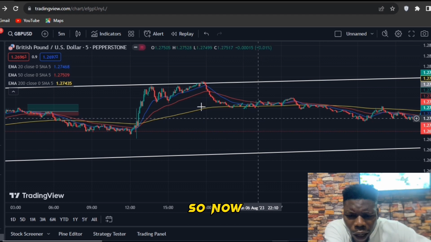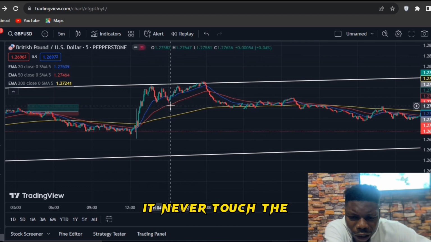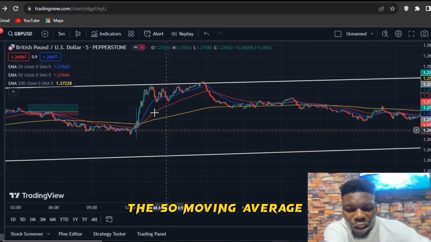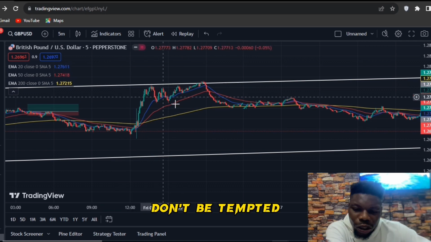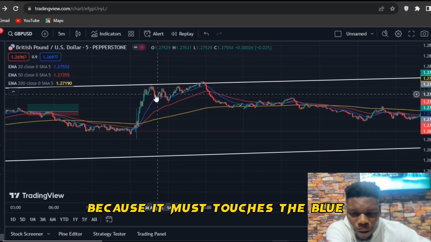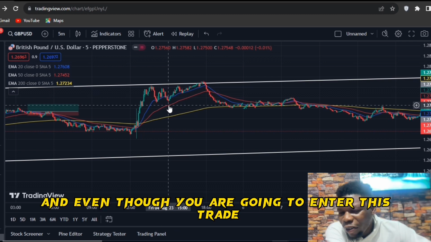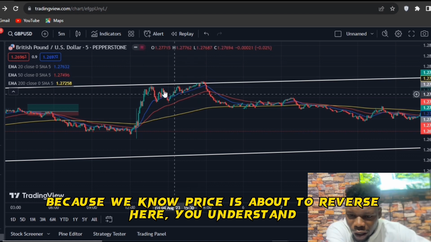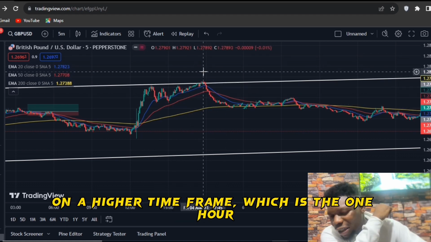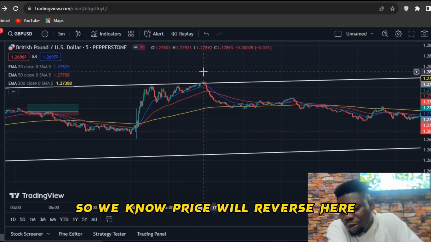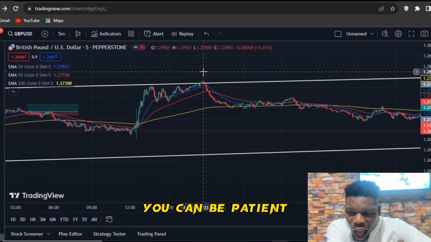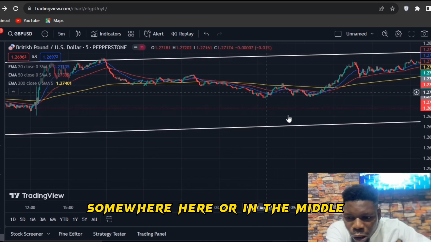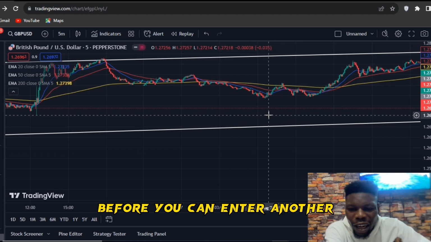So now we can't enter this trade. It never touched the 50 moving average. But guys, be careful here. Don't be tempted, because even if it touches the blue and you enter this trade, just know it's very risky, because we know price is about to reverse here. Because we already know the trend of the market on a higher time frame, which is the 1 hour. So you can be patient and wait for price to come back to somewhere here, or in the middle, before you can enter another smooth trade.